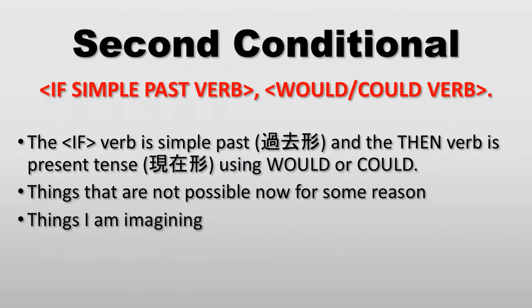In the case of the second conditional, the if verb is in the simple past, kakko kei, and the then verb is present tense using would or could. This conditional is used to talk about things that are not possible now for some reason. In this conditional, note that the form of the be verb is were. This indicates a hypothetical condition.